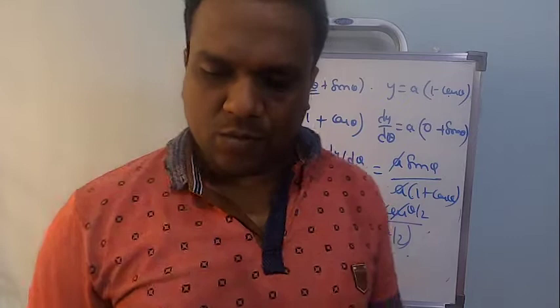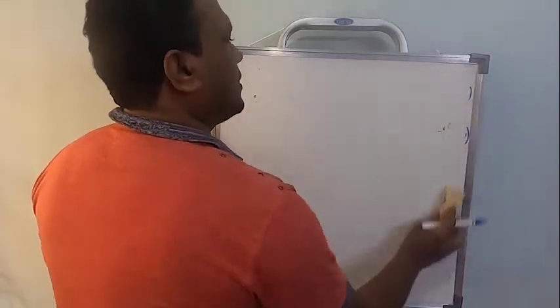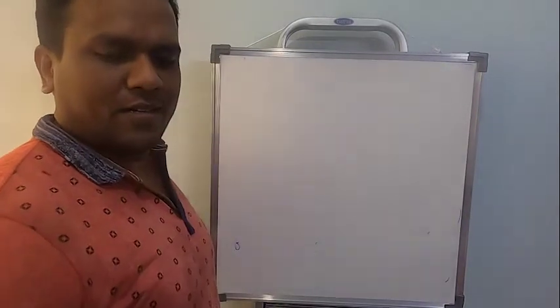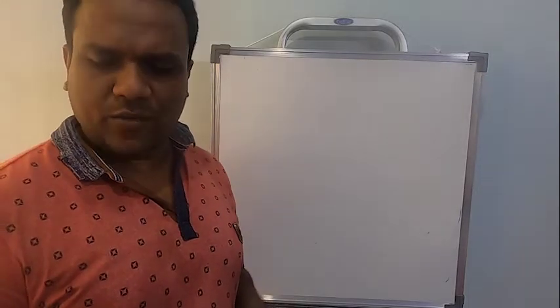Now let's move to the next problem. That's the fourth one. It is not at all a parametric differentiation. You can do it directly. Go for direct differentiation and find the value of dy by dx. It's quite easy. You can try this.